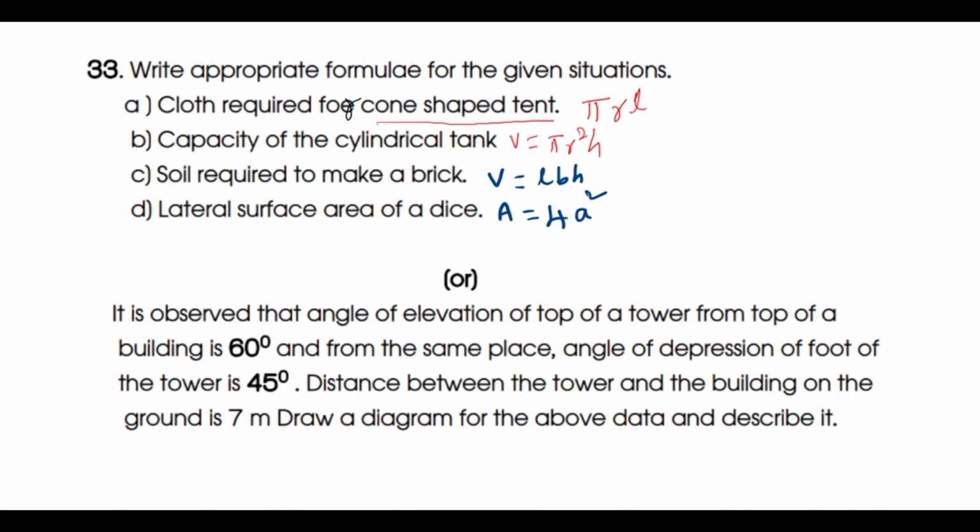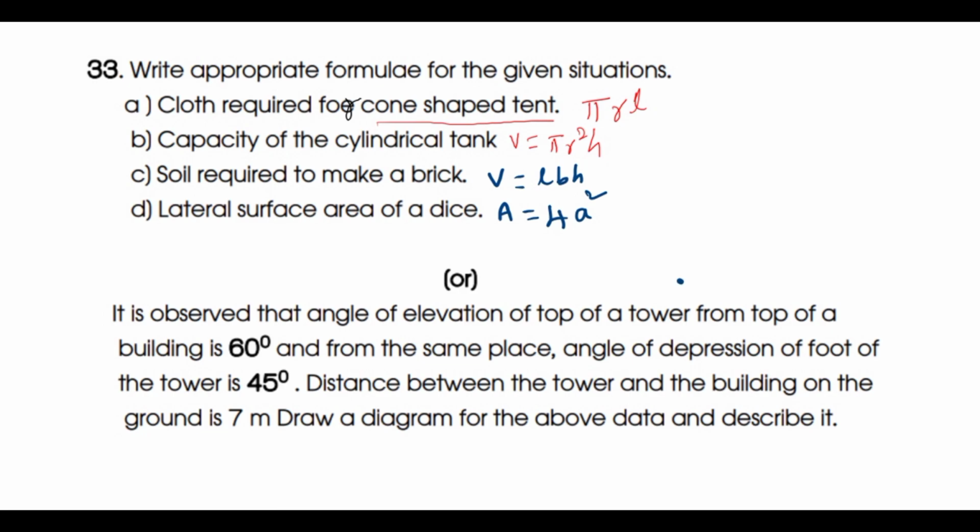Okay. Next one, it is observed that the angle of elevation of the top of the tower from the top of a building is 60 degrees, and from the same place the angle of depression of the foot of the tower is 45 degrees. Find the distance between the tower and the building on the ground, which is 7 meters. Draw the diagram for the above data and describe it. So don't forget they gave and describe it. That means we have to draw the figure first. So I will explain to you how to draw that.